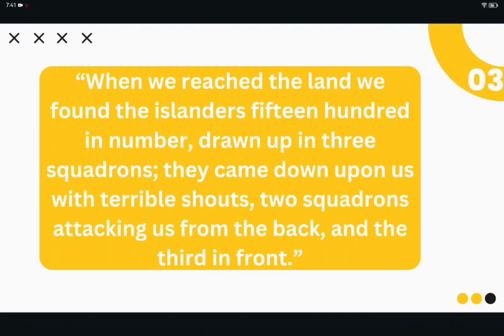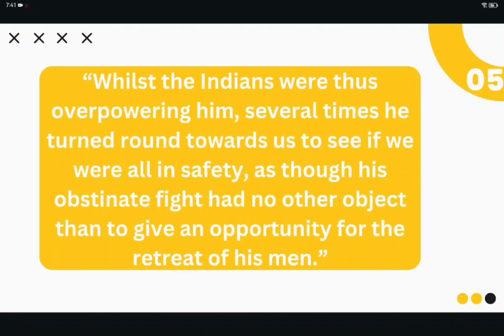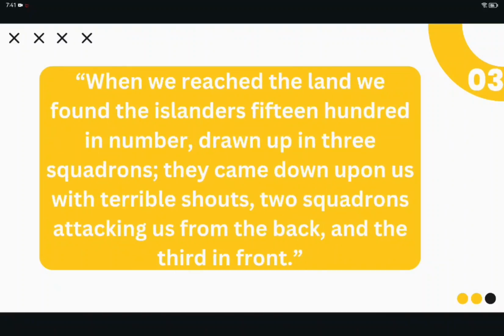Okay, so going back to this particular one, let me read. "When we reached the land, we found the islanders, 1,500 in number, drawn up in three squadrons. They came down upon us with terrible shouts, two squadrons attacking us from the back, and the third in front." An interesting thing is that in their camp, Magellan's men were only few, because they did not expect that it would be that kind of battle. But one of the issues we've already discussed is the fact that some accounts are written by victors. In this one, technically, the group of Magellan were not the victors.